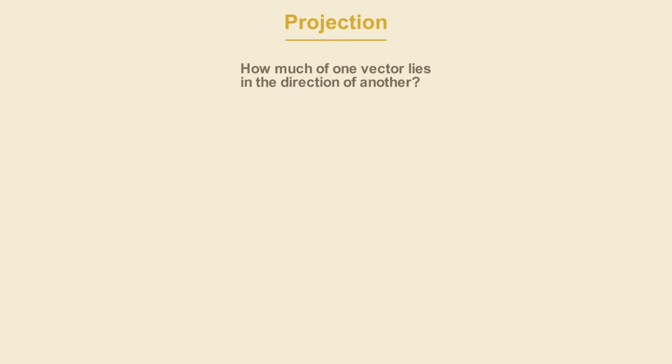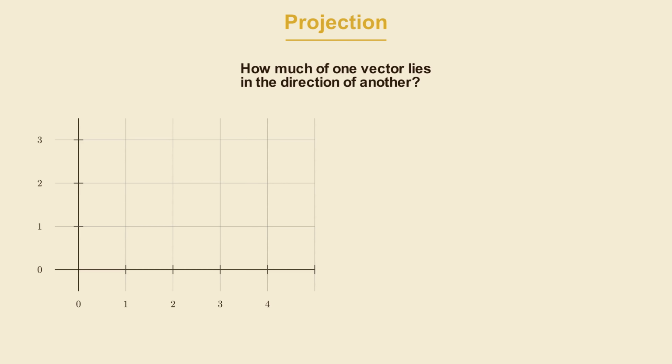Projection answers the question, how much of one vector lies in the direction of another? Here's the geometric picture. Imagine two vectors u and v drawn from the origin. The projection of u onto v is the shadow that u casts onto v's direction. It's a vector pointing along v with a length equal to however much u was actually in v's direction.